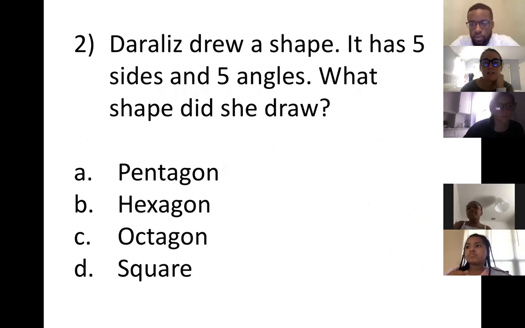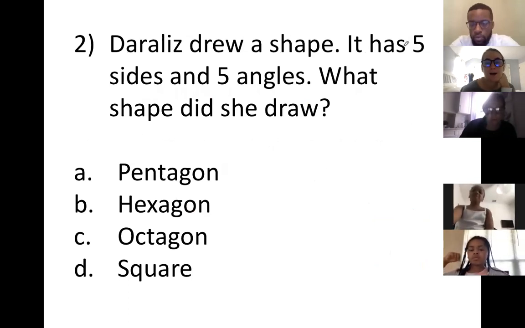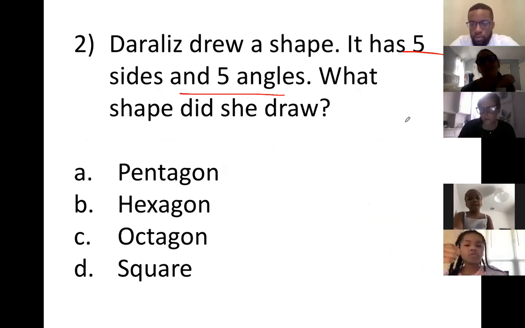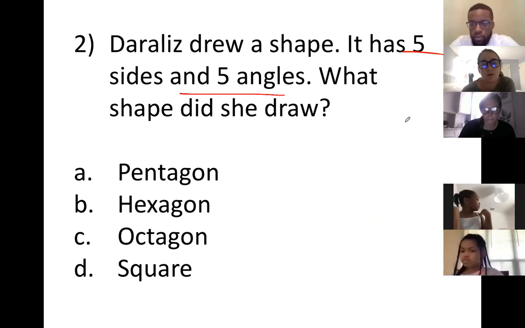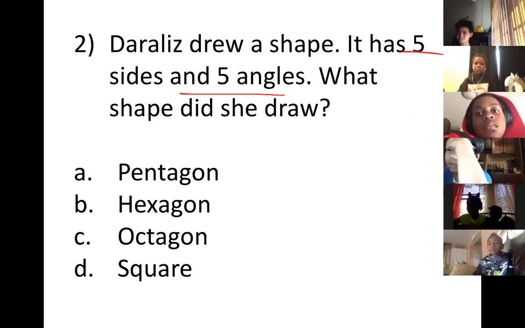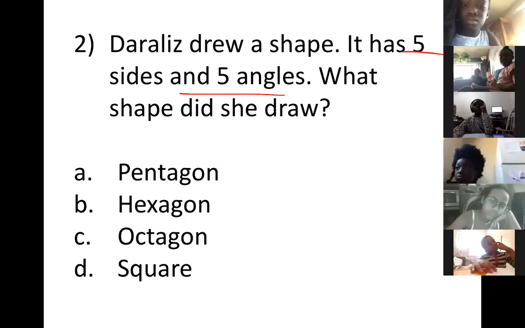Daraliz, number 2. Daraliz drew a shape. It has 5 sides and 5 angles. What shape did she draw? All right, I want to think what this question is asking me. I want to say the question in my own words. The question says, there's a shape. It has 5 sides, 5 angles. What shape did she draw? I'm going to go through my answer choices one by one. I remember that a shape of 5 sides and 5 angles is called a pentagon.